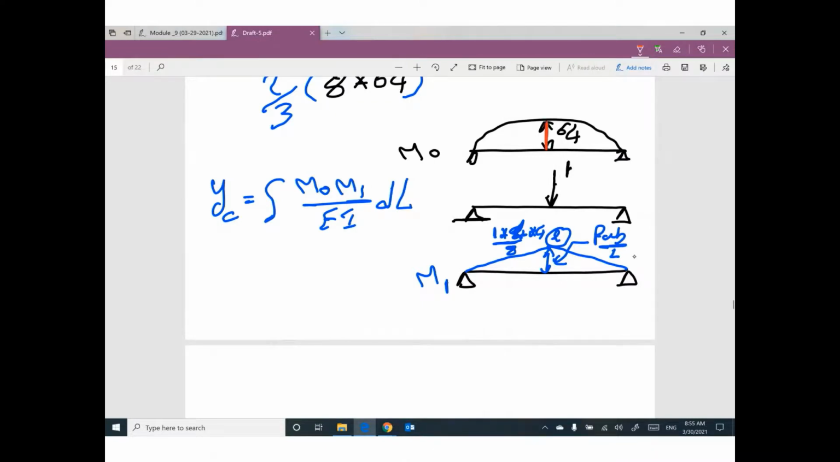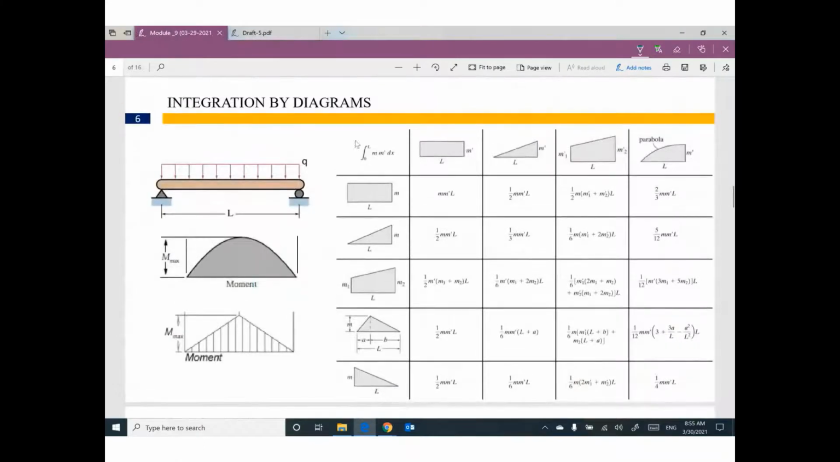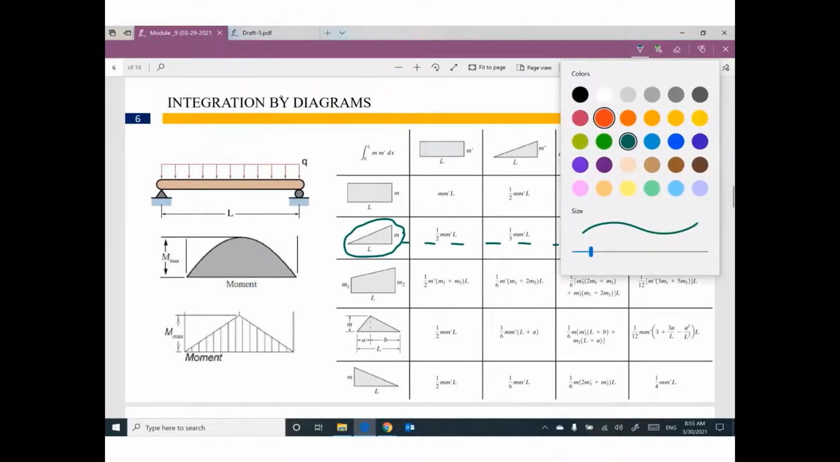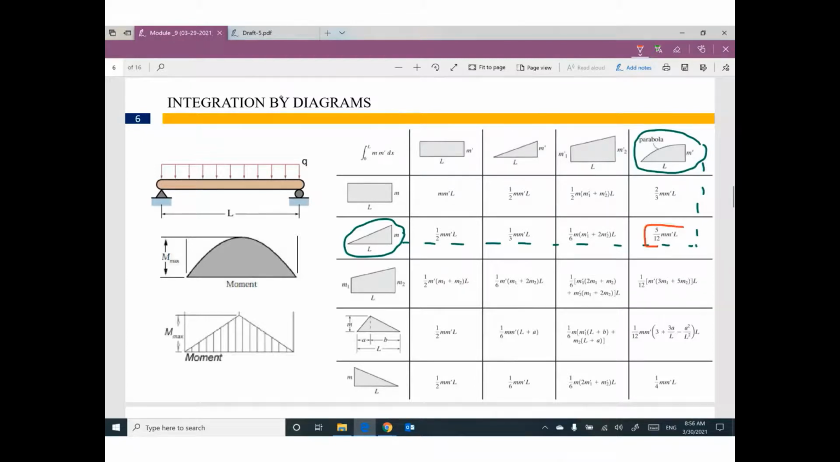I can divide this parabola into two parts, this part and this part. I will show you a different way to make the integration. The half of the parabola and half of this triangle look like this half of parabola with this triangle. So your integration can use this one by this table.